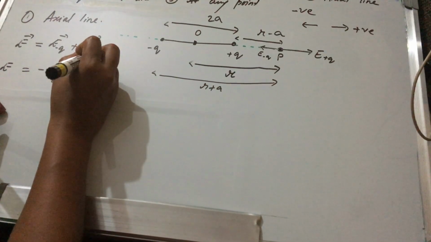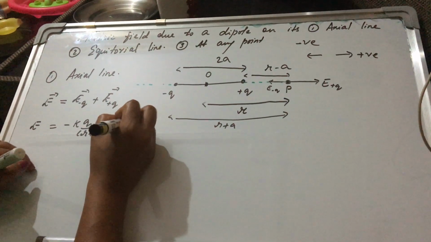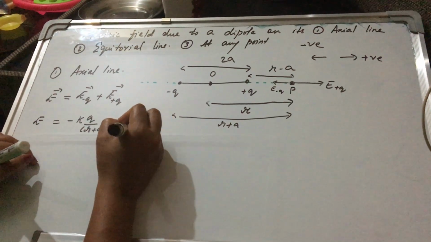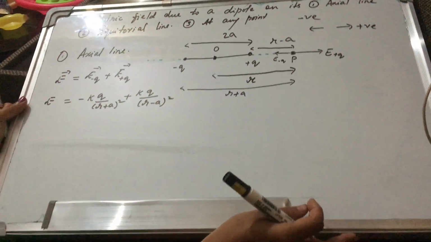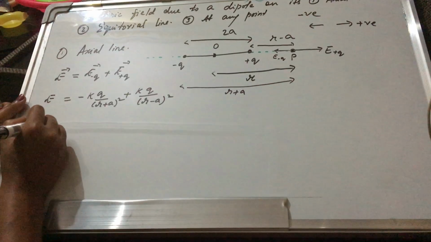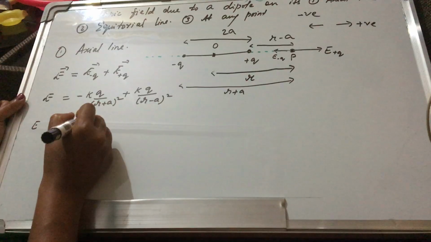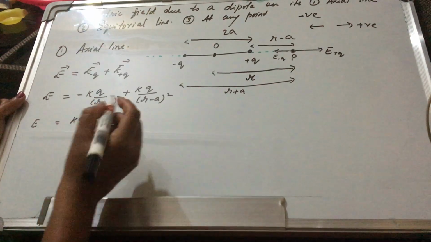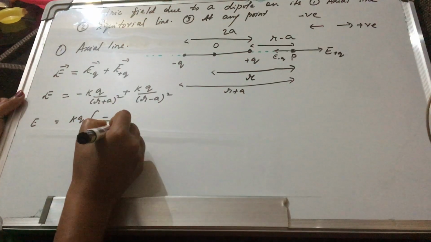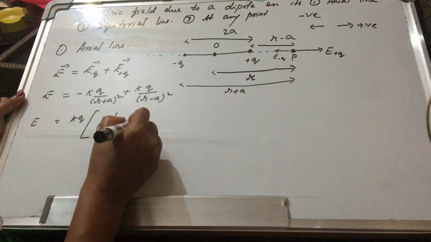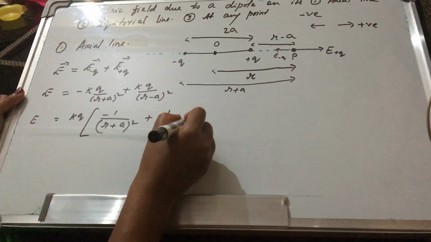Okay, then this direction is taken as positive, right? So this will be KQ by (R minus a) whole square. Now the rest is mathematics. KQ can be taken as common, right? Then this will be minus 1 by (R plus a) whole square plus 1 by (R minus a) whole square.